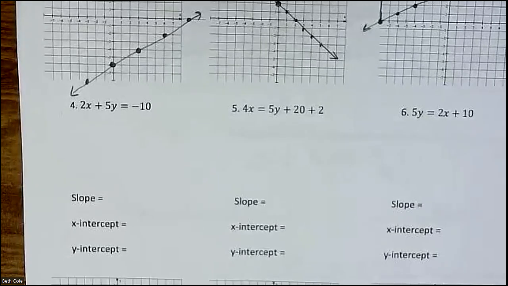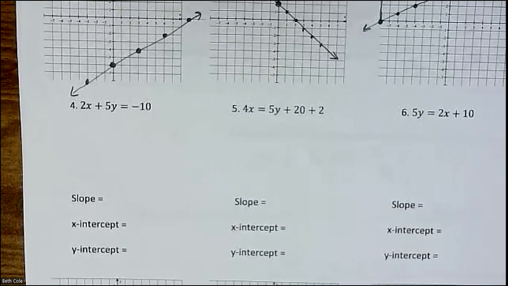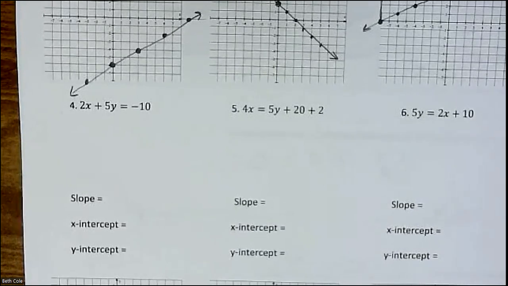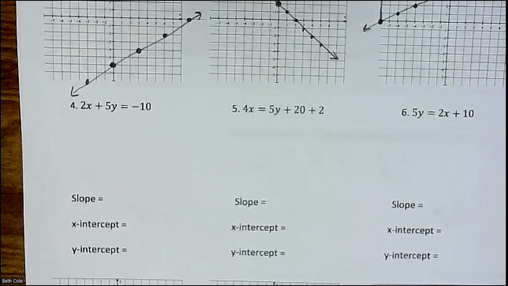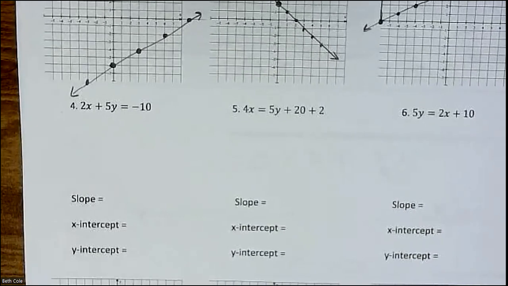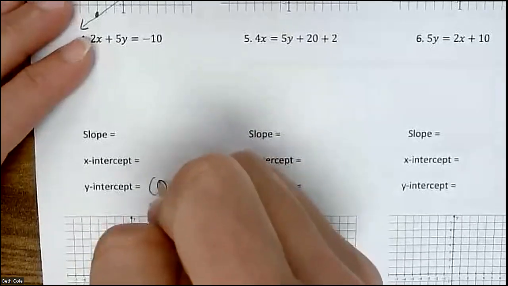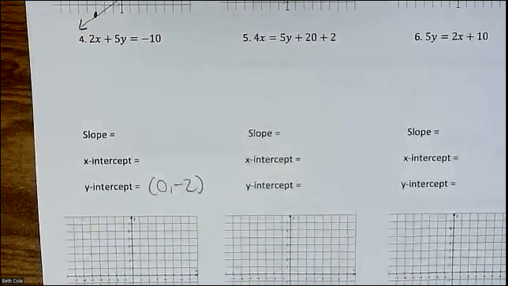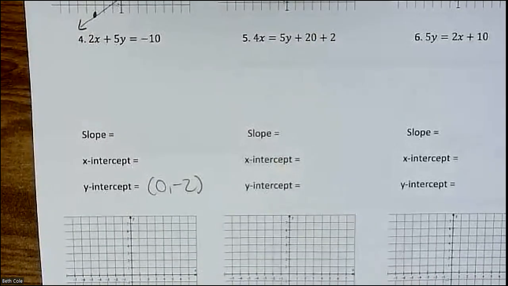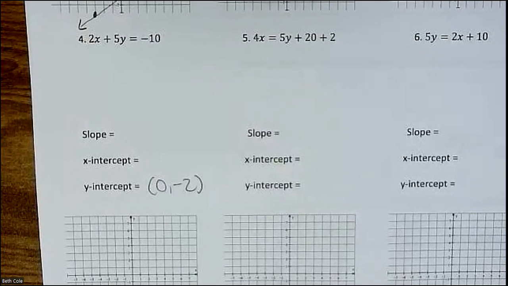All right. So I'm going to go to number 4 and type that in the calculator. It is 2x plus 5y equals -10. Hey guys, can you just look? Here, what's our y-intercept? I just clicked on it. 0, -2. Go ahead and write that down. You guys are doing awesome. All right, and then here's the x-intercept. I just clicked on it. Do you see that one there? 5, 0.